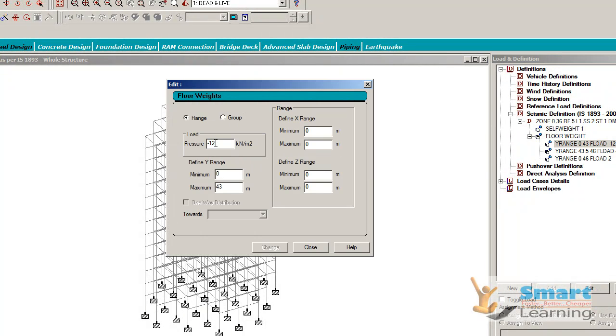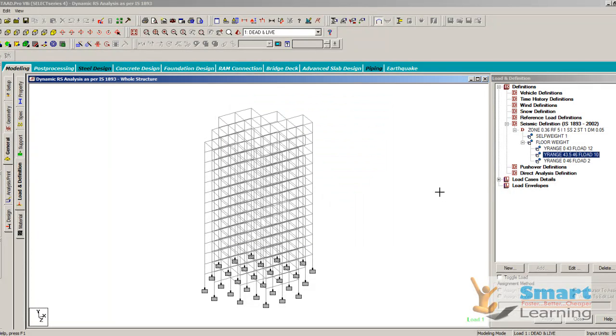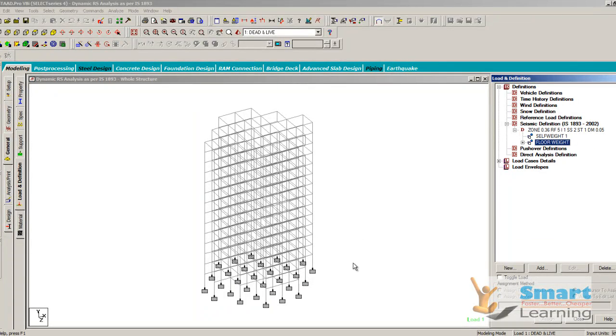Here you note one thing: you should use the positive factor. Here also you must use the positive factor, and these are the floor weights which we have computed.